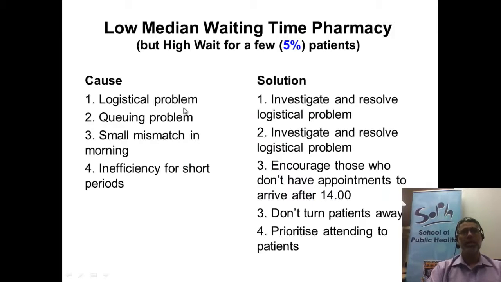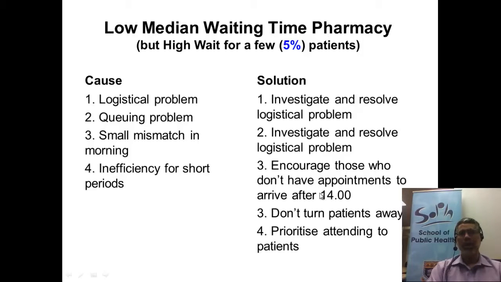Okay, so there we go. There's a logistical, queuing, small mismatch, and inefficiency for a short period. And then the solutions are, again, as before, resolve the logistical and queuing problem. Number 2 should say queuing problem, not logistical. It's covered in 1 already.